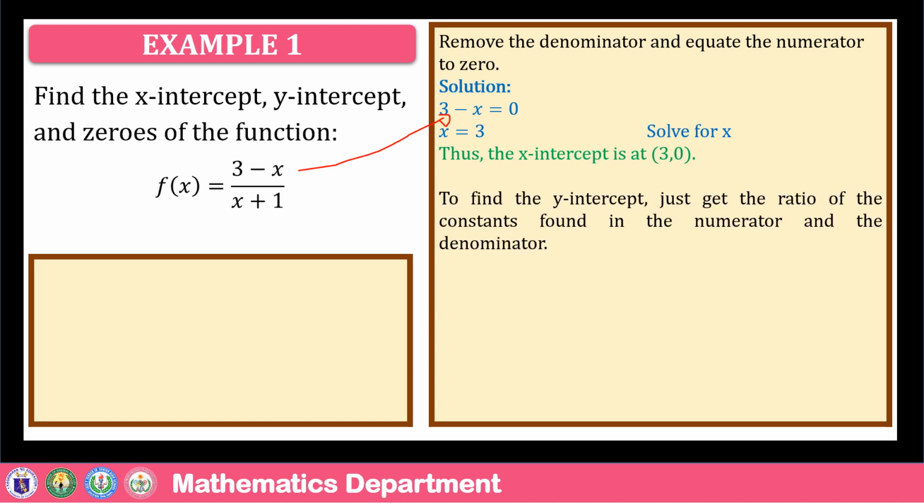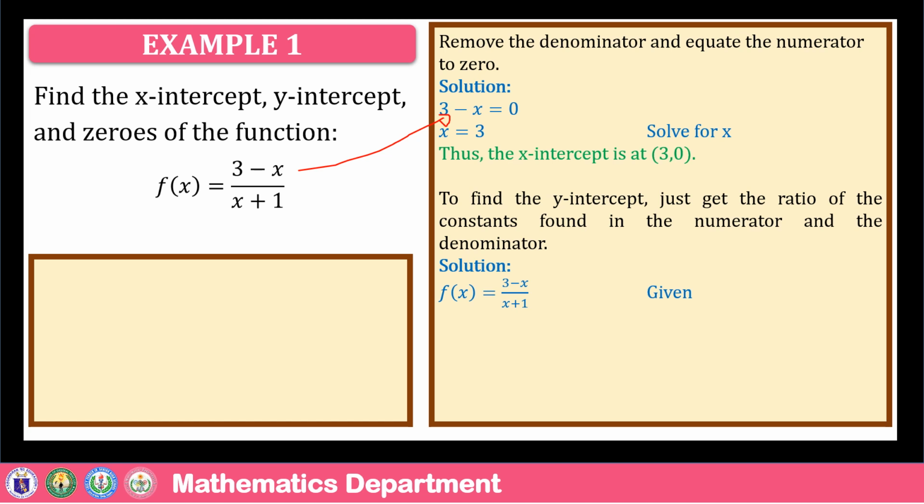At para naman sa pagkuha natin ng ating y-intercept, ang kukuhanin lang natin ay yung ratio ng ating constant na makikita sa ating numerator at saka sa ating denominator. So, para mas mapadali natin yung ating process, ito yung ating given, (3 minus x) over (x plus 1).